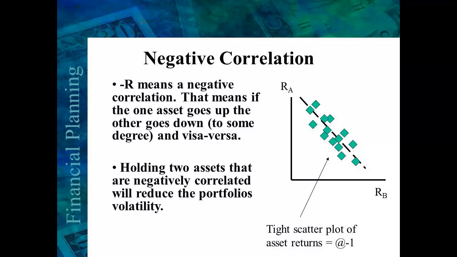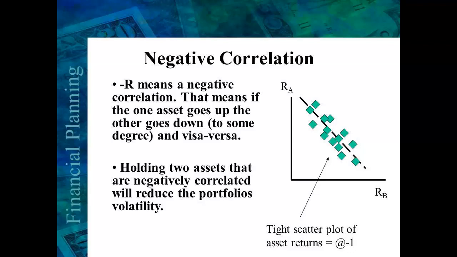A negative correlation coefficient minus R means that if one asset increases, the other decreases to some degree. The chart on this slide depicts a scatter plot of returns for two assets. Note that the scatter plot is closely bunched. The plot reveals a linear relationship with a negative slope. The negative slope appears because asset A and B are inversely related, i.e., when asset A has a high return, asset B has a low return.